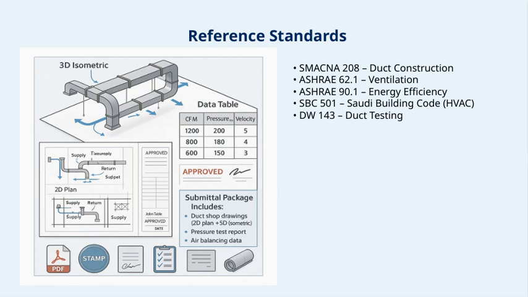We also refer to SBC 501, the Saudi building code specific to HVAC, ensuring our designs comply with local regulations and requirements. Lastly, DW 143 relates to duct testing, which is essential for verifying that our systems operate as intended and meet quality standards. Connecting all these standards to our overall theme, they serve as the foundation for safe, efficient, and compliant HVAC systems that deliver comfort and performance in every project.